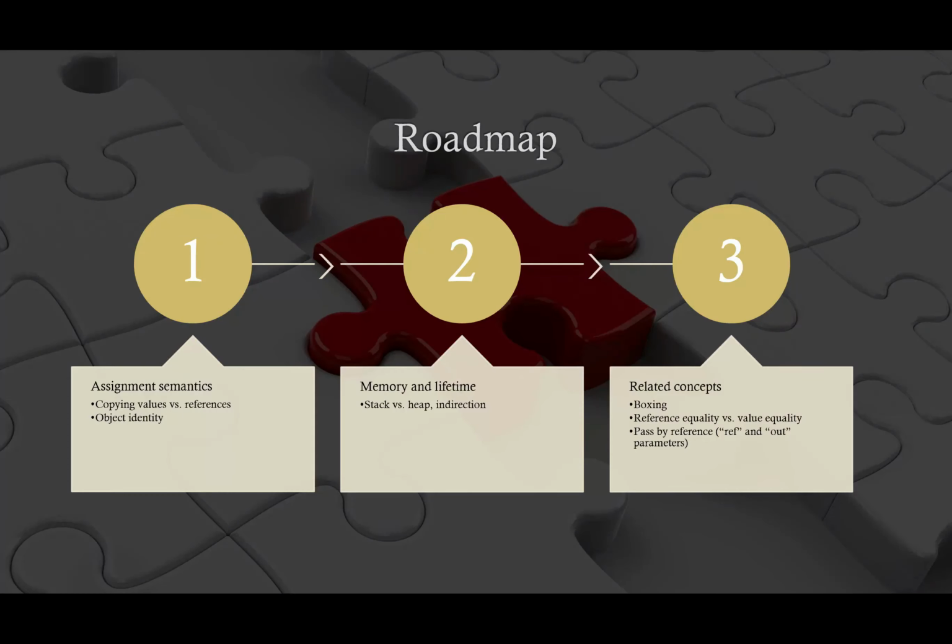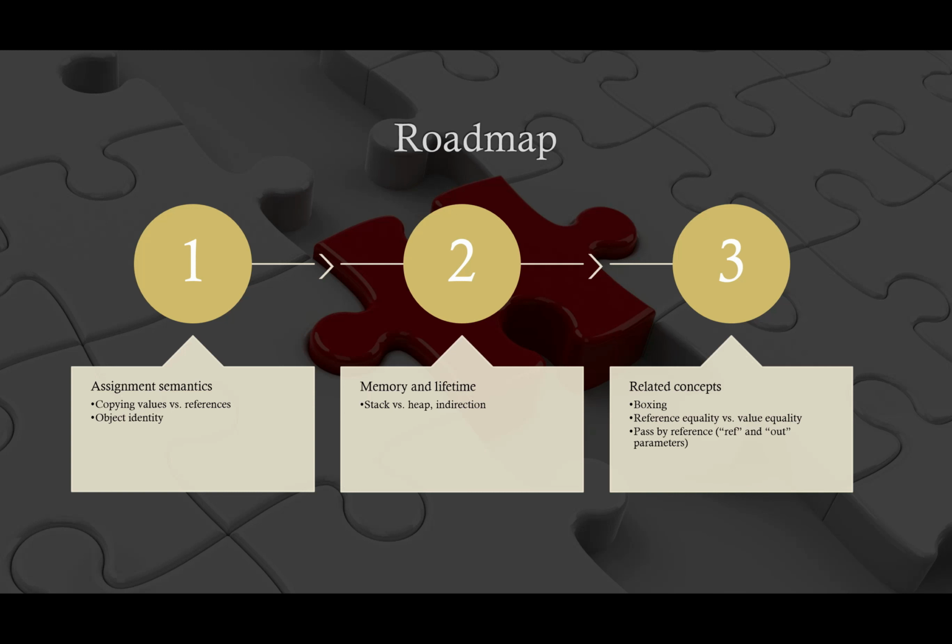So what does that mean? Well, I'm going to walk through a few things here. The first thing I'll talk about is the difference in assignment semantics between a value type and a reference type, what it means when you assign one variable to another. That's different depending on whether it's a reference type or a value type. Then I'll talk about memory and lifetime, where the objects live in memory, how long the objects live, whether it coincides with the execution of the code or whether it's garbage collected.